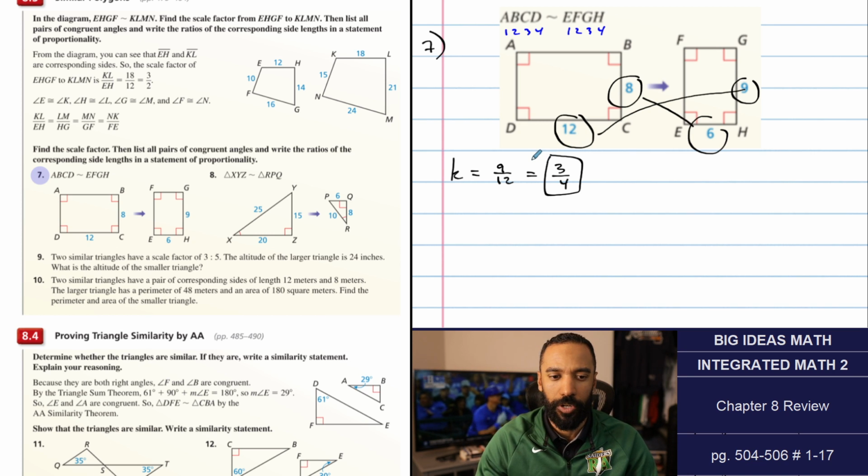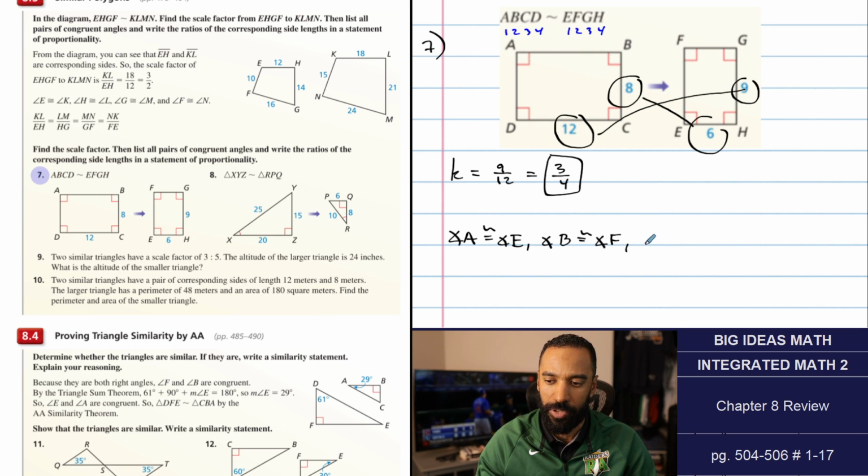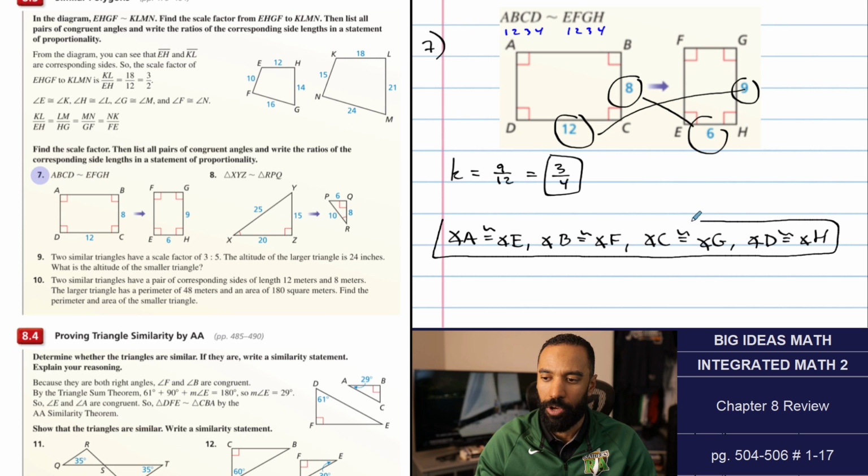What else? List all pairs of congruent angles. This is where I'm just going to do the ones that correspond, because A is congruent to all of them, but let's do the one it corresponds with. Angle A is congruent with angle E. Angle B is congruent with angle F. You know what I'm going by? I'm not even looking at the diagram. I'm looking at this letter order. Angle C, and it's also alphabetical. Angle C is congruent with angle G, and angle D is congruent with angle H. So there are the corresponding angle congruencies.